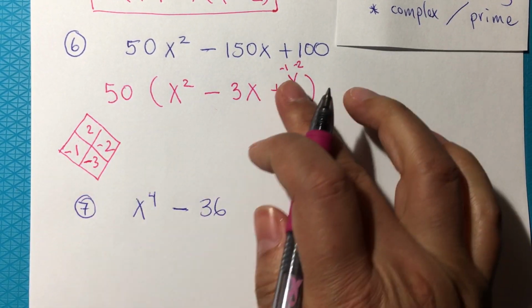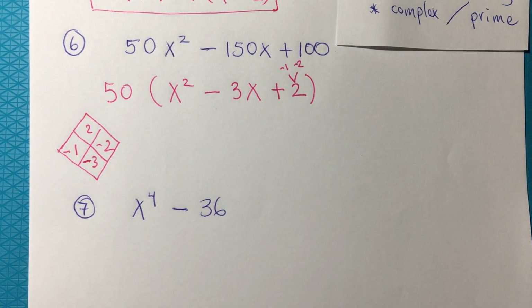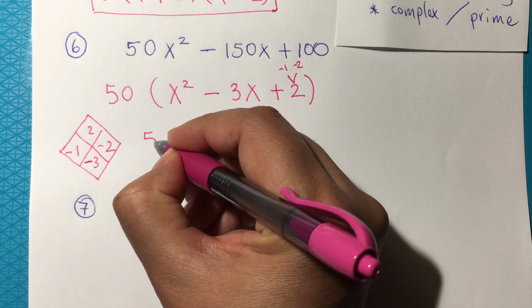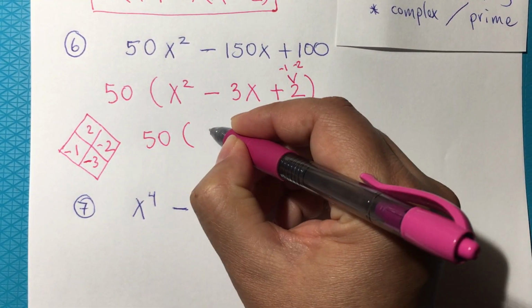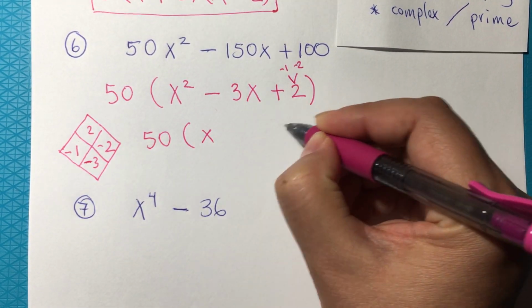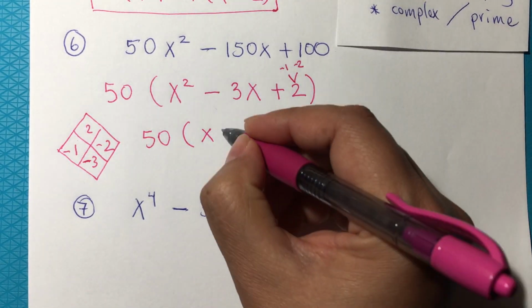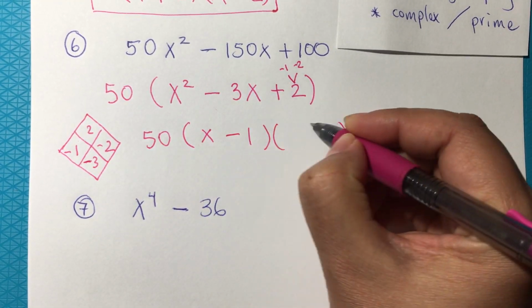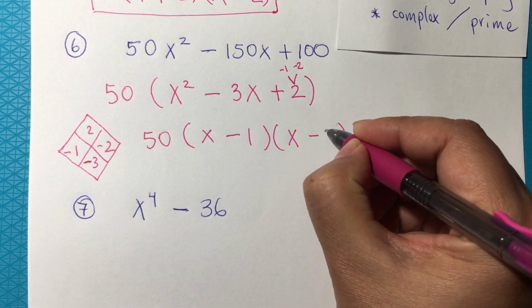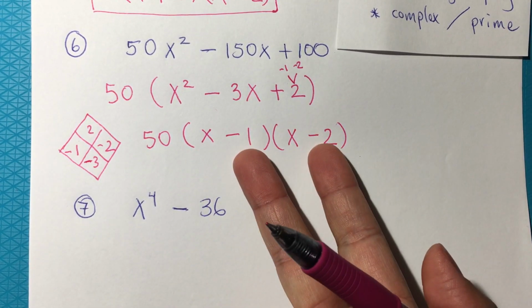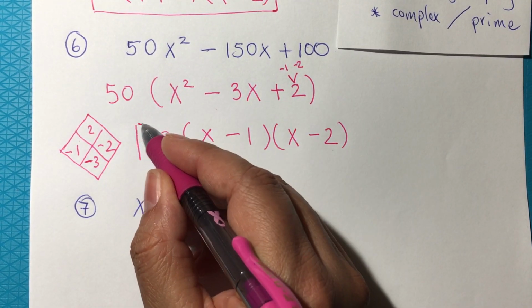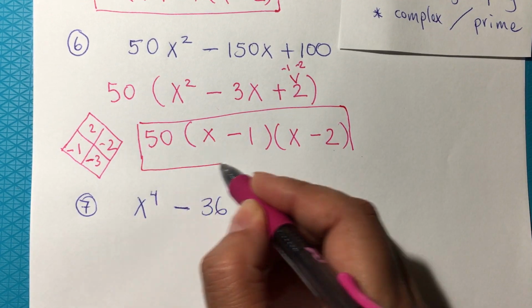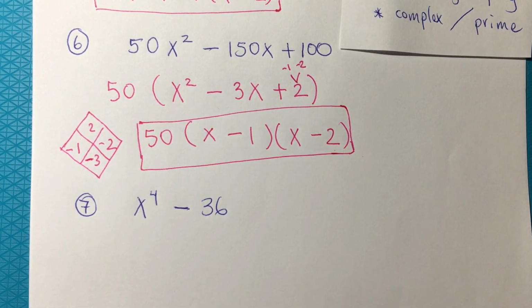Whichever you prefer, you can do the diamond or just directly in here. And so you bring your GCF, or greatest common factor. Let's open both parentheses: x minus 1, x minus 2. And this can be switched as long as you always keep the same sign that belongs to them, okay?